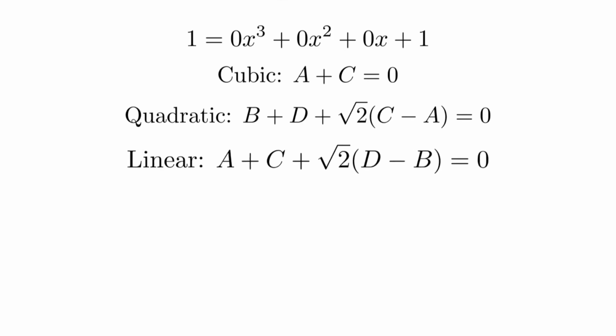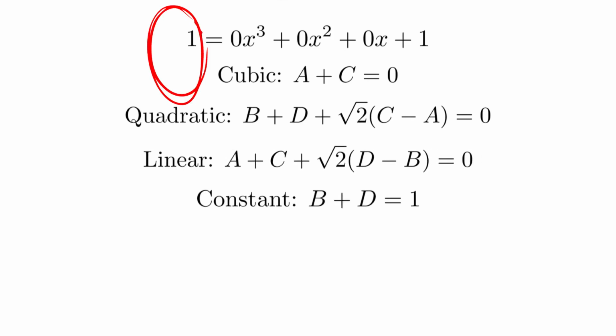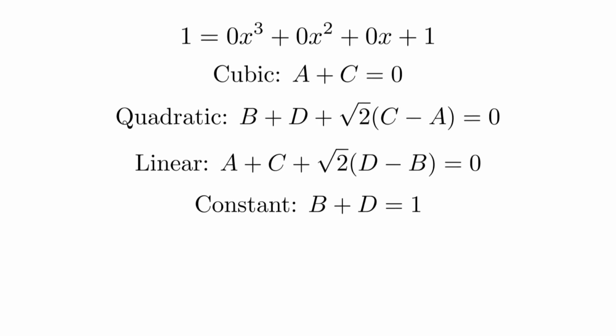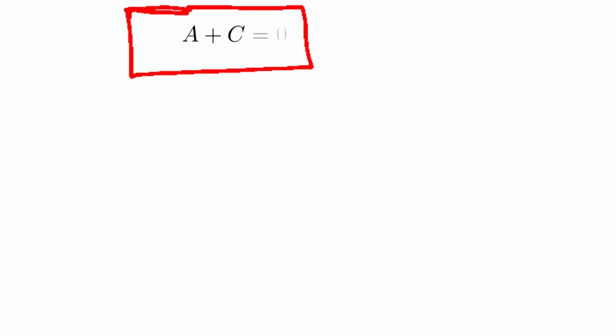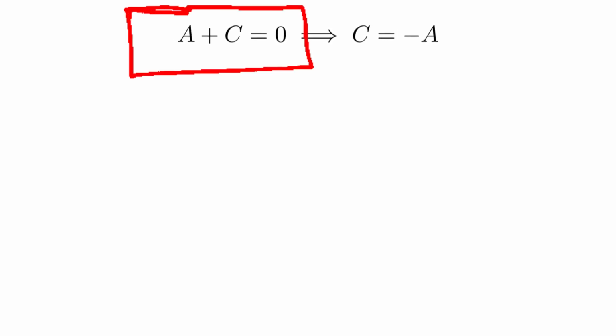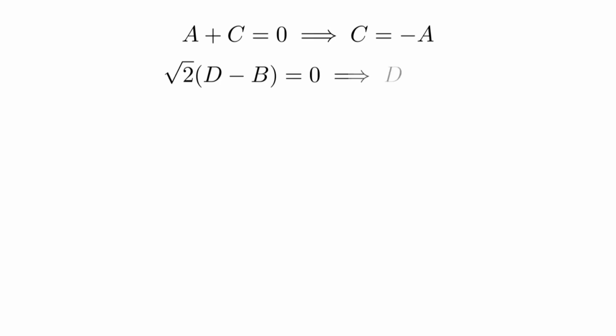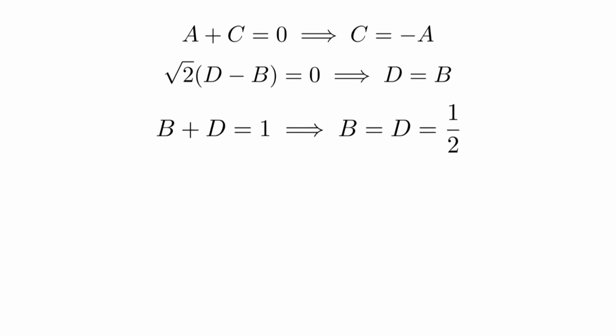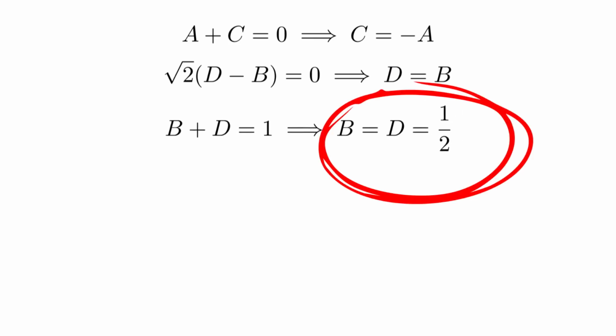Since the left side is simply 1, every coefficient of x must equal 0, except the constant term. From the x cubed coefficient, we obtain A plus C equals 0. From the x coefficient, we find D equals B. From the constant term, B plus D equals 1, therefore B equals 1/2, and D also equals 1/2.